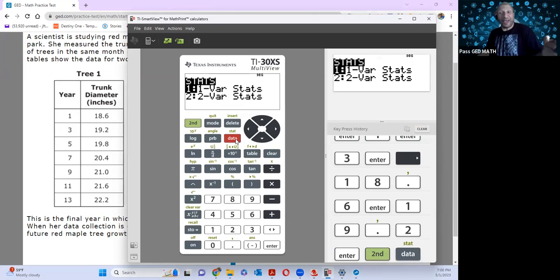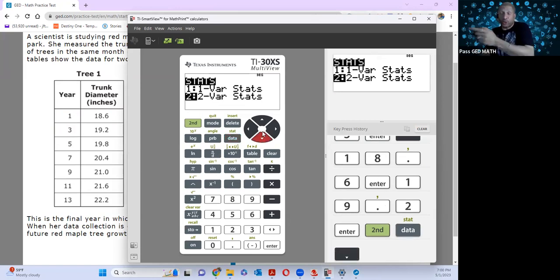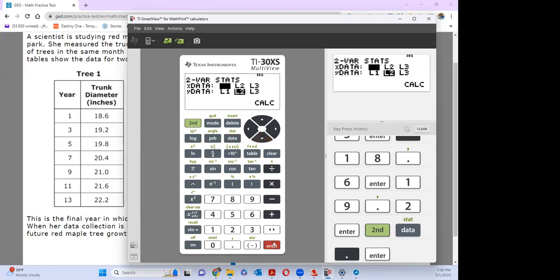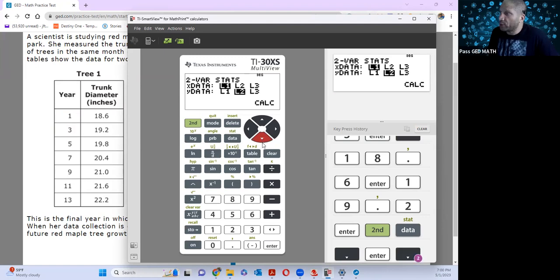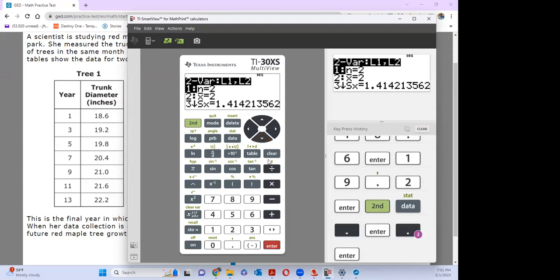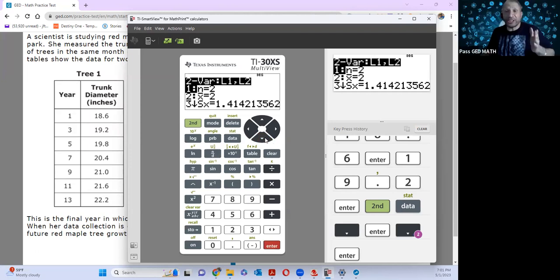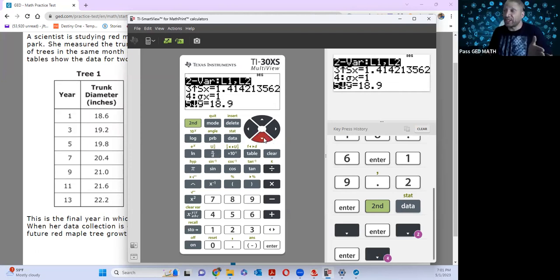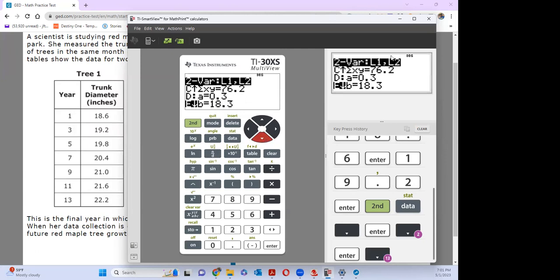Since we have an X and a Y, that's 2 variables. Hit your down arrow, go down to 2 variables, and press enter. Press your down arrow until you get to calculate. Press enter. Then hit your down arrow until you see a lowercase a and a lowercase b. There it is.